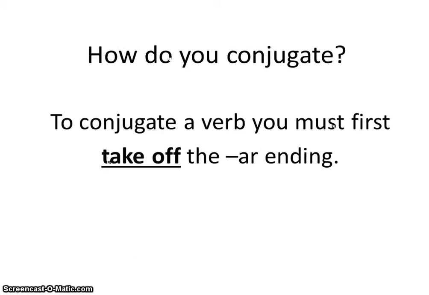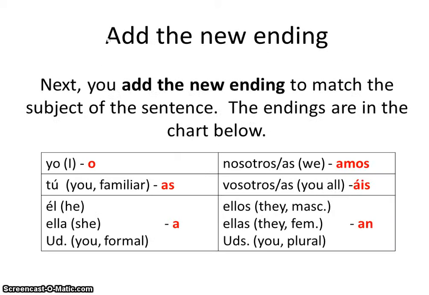So how do you conjugate a verb? To conjugate a verb, you must first take off the AR ending. Next, you need to add the new ending to match the subject of the sentence. The endings are in the chart below. From previous lessons, you know that yo means I. If you'd like to say I do something, you're going to take off the AR ending on the verb and put the new ending, which is O.